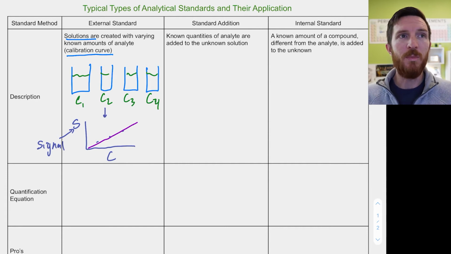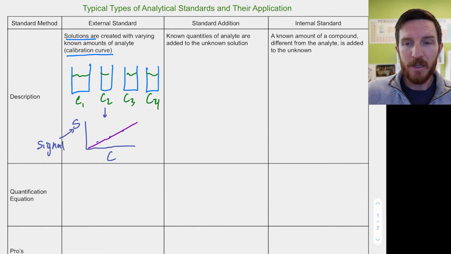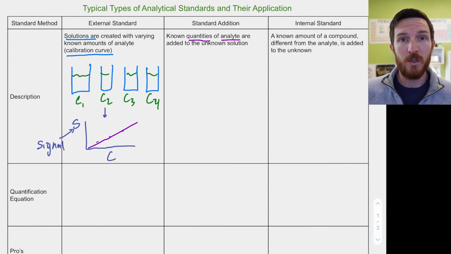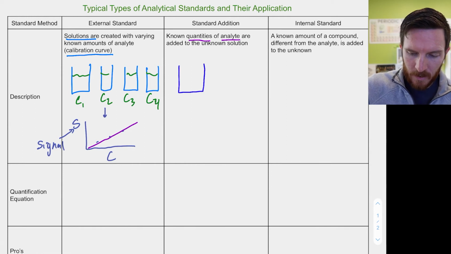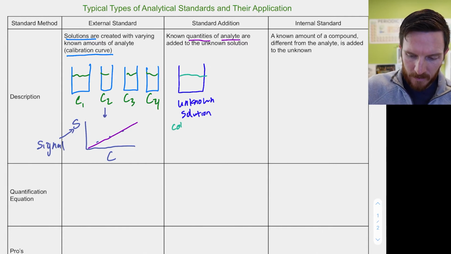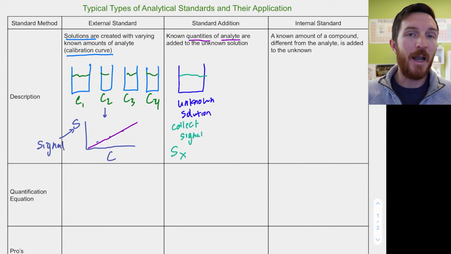Our next one would be standard addition. With standard addition, we're going to add known quantities of our analyte to the unknown solution. So I'll start with our unknown solution, and we have a specific amount of it. And then we'll collect some kind of signal. We're going to call that signal supplied by X, our analyte.